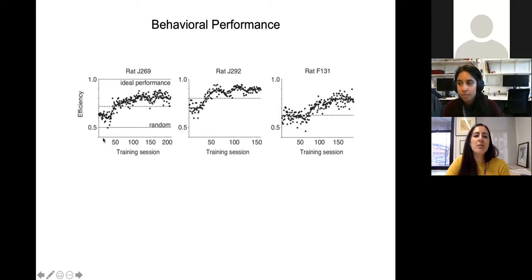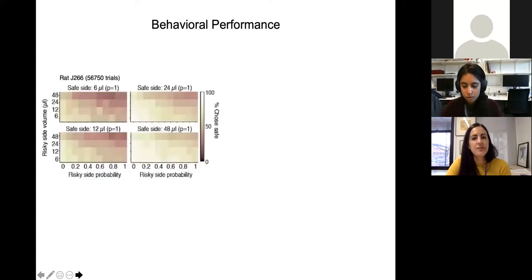And this is just showing performance in the final training stage only as a function of training session. And so what we can do is we can calculate what we call the efficiency, which is basically the average expected value per trial, relative to an ideal performer that always chose the better expected value option, or a subject that chose randomly. And you can see that, basically once the animals cross threshold performance, their performance remains relatively stable.